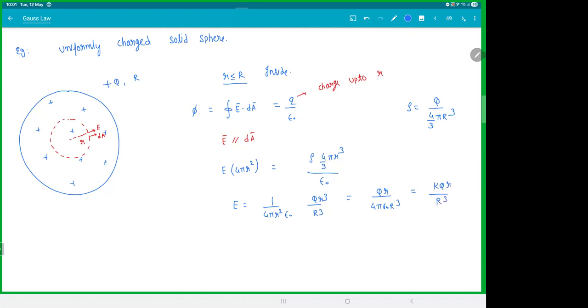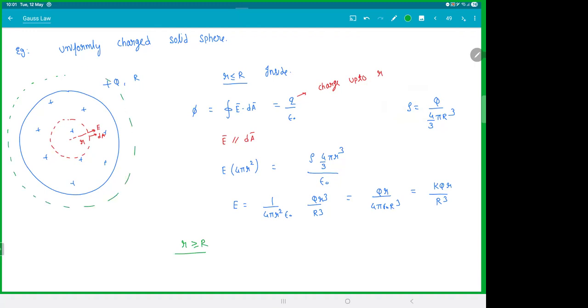Do you guys remember this formula? The field inside a solid sphere? Isn't that the formula we got? So this was the proof actually. This is the field inside a solid sphere. What about outside? If we take r greater than R, then we will consider a Gaussian surface outside.